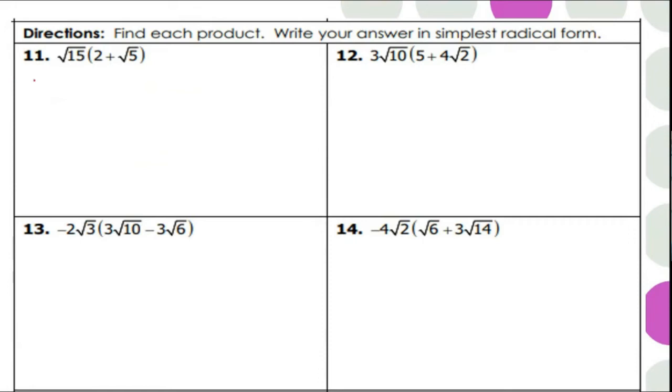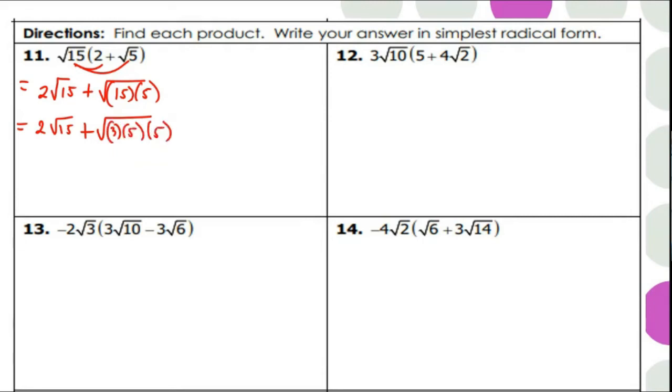Since it is the same as the principle of multiplying polynomials, we can distribute the square root of 15 to the binomial, 2 plus square root of 5. So we will just distribute. So 2 square root of 15 plus square root of 15 times 5. 15 is 3 times 5, times 5, so we'll have 5 squared here.